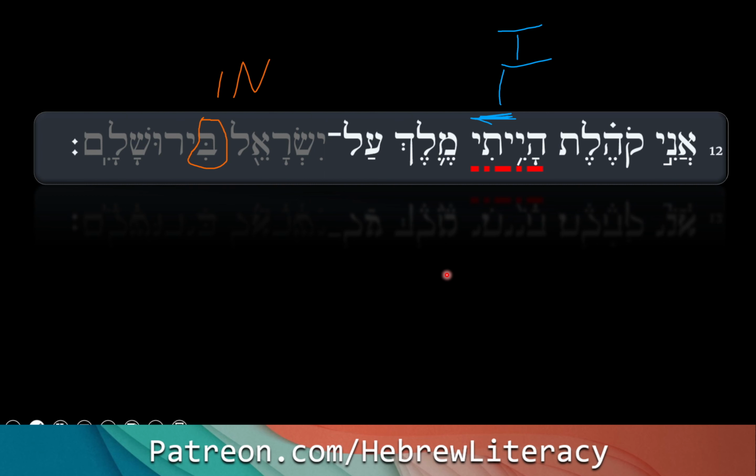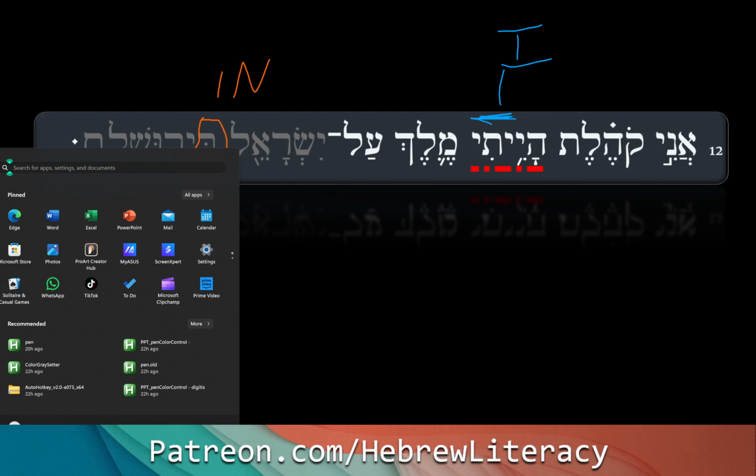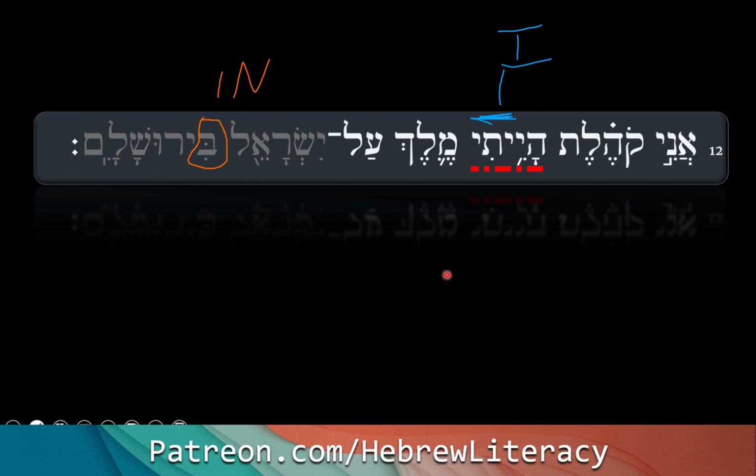We have this rule that if you put an inseparable preposition, so that's bet, kaf, or lamed, attached to a word that starts with a yod that has a shwa, the shwa is going to disappear and we're going to get compensatory lengthening. That yod is actually going to become part of a long chirik. And so that's what we have happening right here.